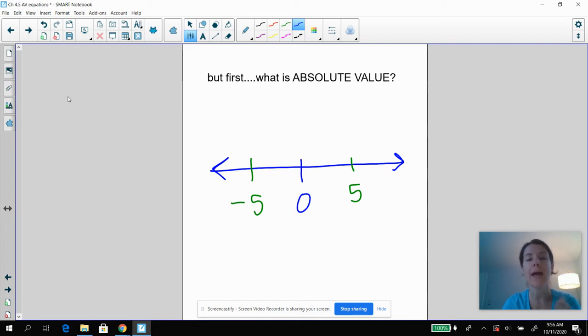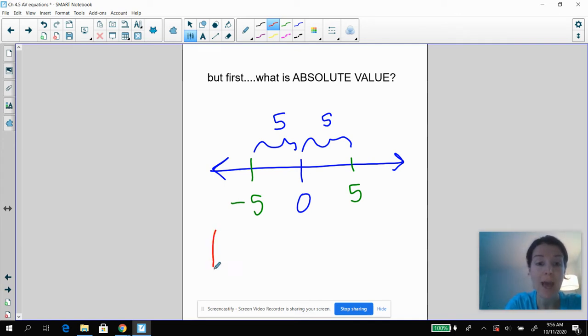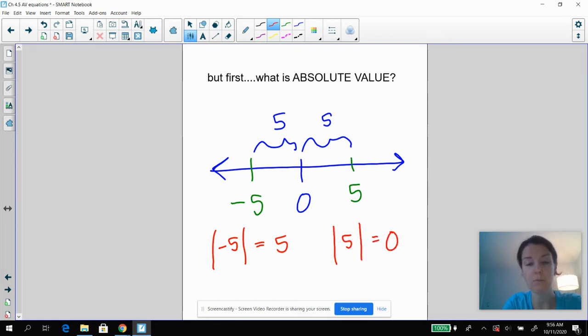Remember, last year you learned that absolute value was the distance that a number was from 0 on the number line. So if I had +5 or -5, those are both 5 units from 0 on the number line. So I could say that the absolute value of -5 is 5 units from 0, and 5 is also 5 units from 0. The absolute value is indicated by these little things.